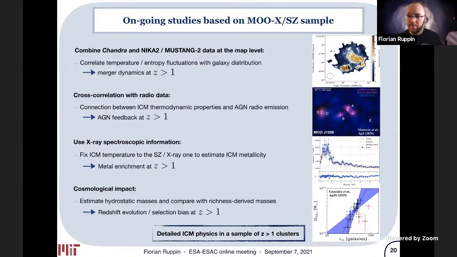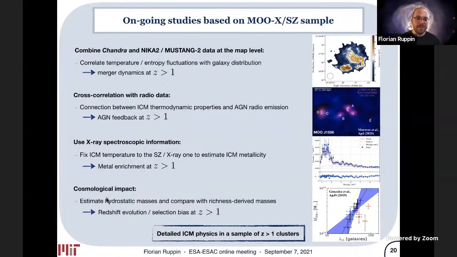Here's the temperature map of the cluster that I've just talked to you about, in order to correlate the temperature fluctuations that you can see here with the galaxy distribution, and thus reconstruct the merger dynamics of those clusters. We are also cross-correlating our ICM thermodynamic properties with the AGN radio emission that we get from VLA in order to study the AGN feedback at high redshift. We use the X-ray spectroscopic information that we have from the Chandra data in order to study metal enrichment.